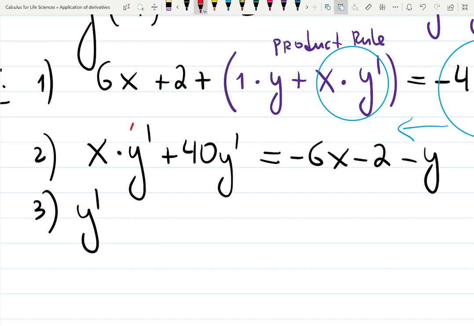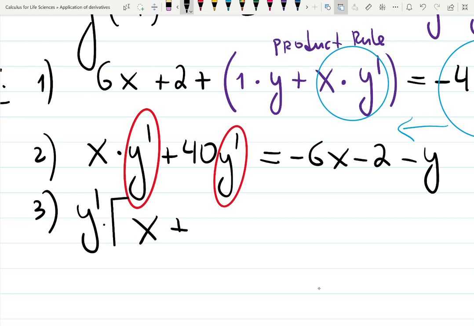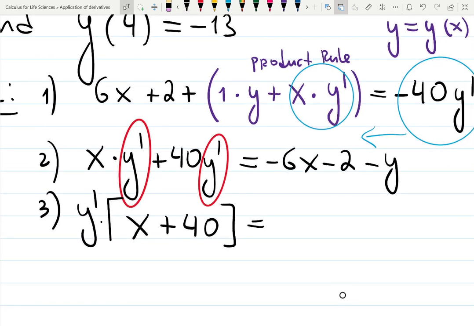Factoring means dividing by. So I see this y prime and I see this y prime. I will divide by this y prime, open brackets or parentheses, whatever you like. Divide by it, so it gives you x plus 40. I have a YouTube video about factoring if you really want to review algebra, because I did teach algebra class before. And then the right-hand side is the same.